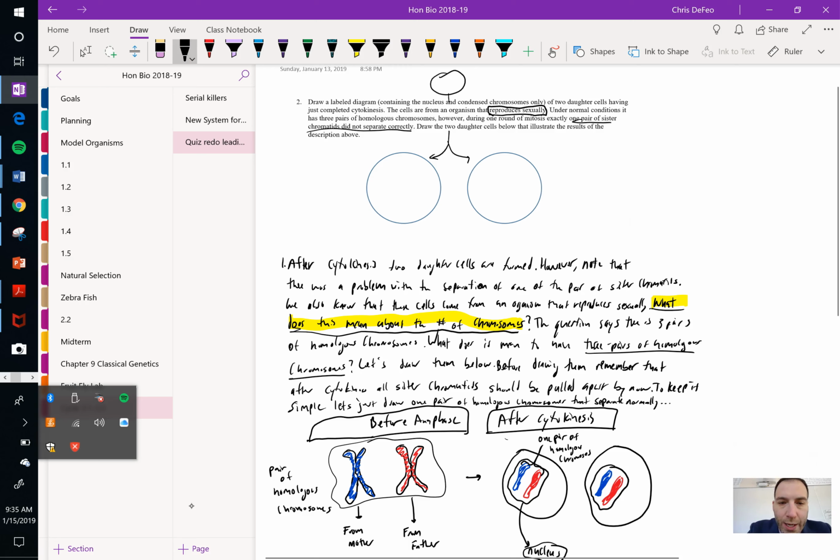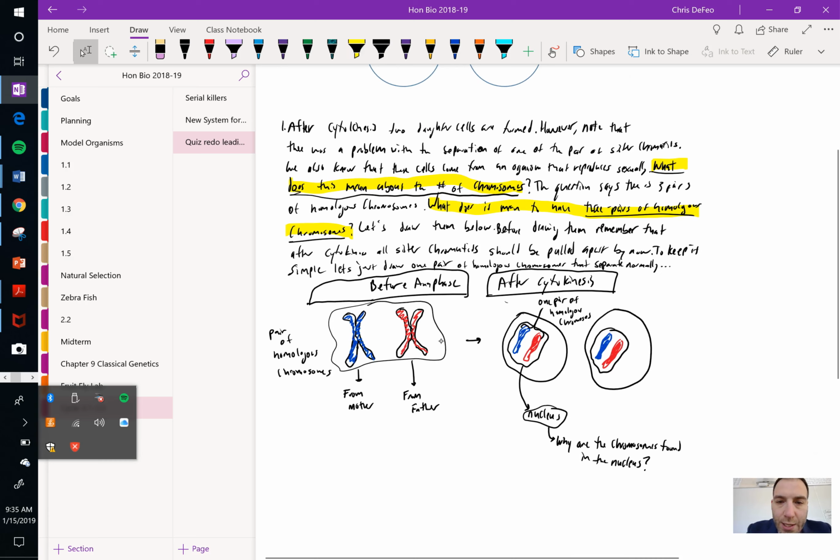Well, one other question we need to ask ourselves is, what does it mean that there are 3 pairs of homologous chromosomes? This is also an important clue. I say that under normal conditions, it has 3 pairs of homologous chromosomes. So how many chromosomes is it going to have? What does that mean, homologous chromosomes? What does it relate to reproducing sexually? These are all questions you need to ask yourself as you do this. So let's draw this below.